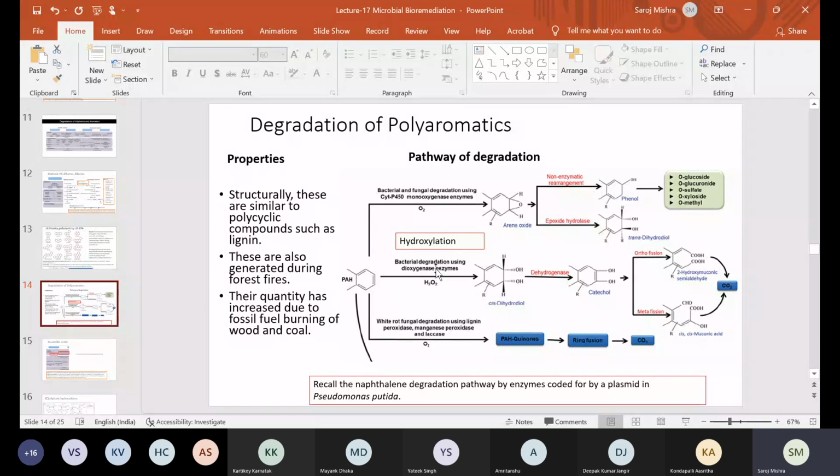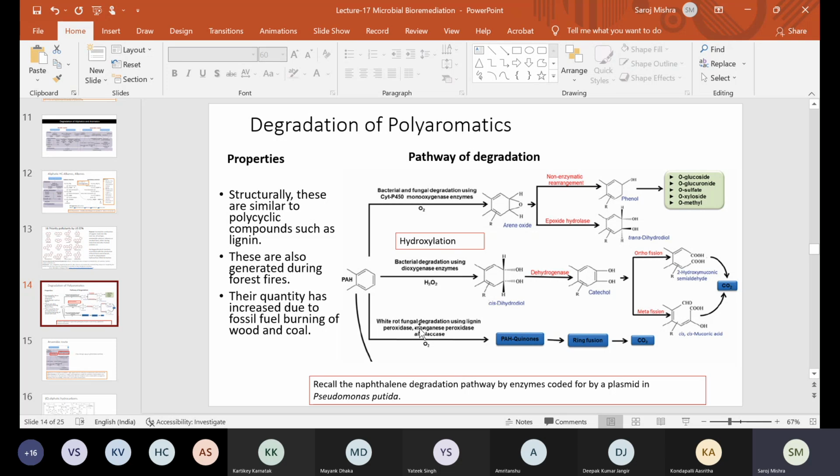Okay. So apart from that, there are white rot fungi, even some bacteria, which contain what are called lignin degrading enzymes. Now, lignin naturally occurs in the cell wall of plants. When the plants die, or parts of a tree trunk or leaves fall into the soil, there are fungi which are able to decompose this lignin. Apart from cellulose and hemicellulose, lignin is also a component of the plant cell wall.